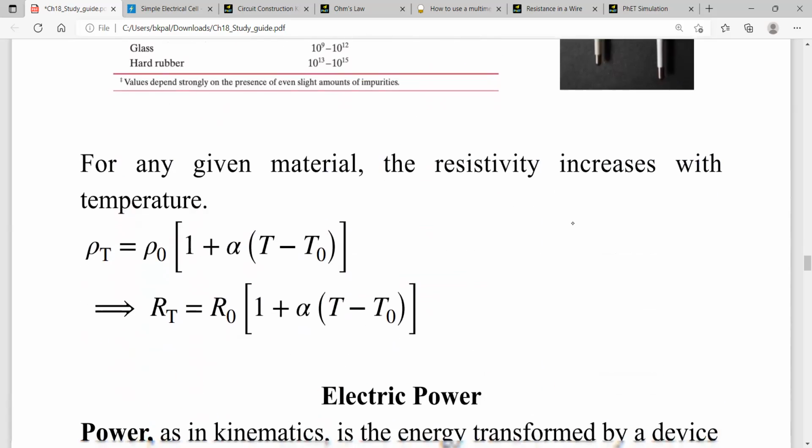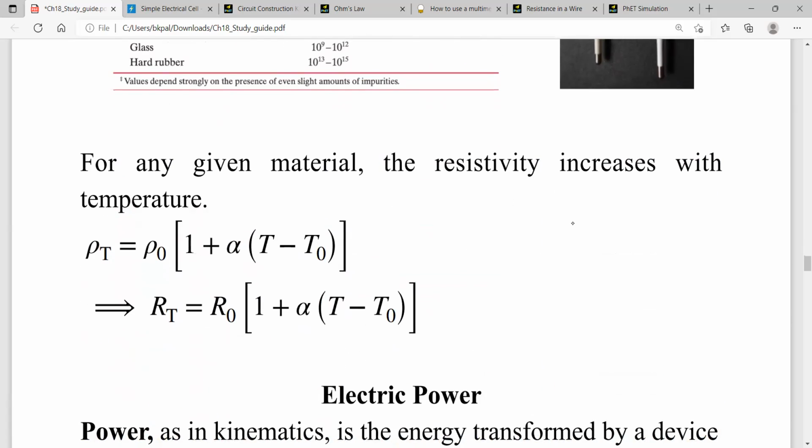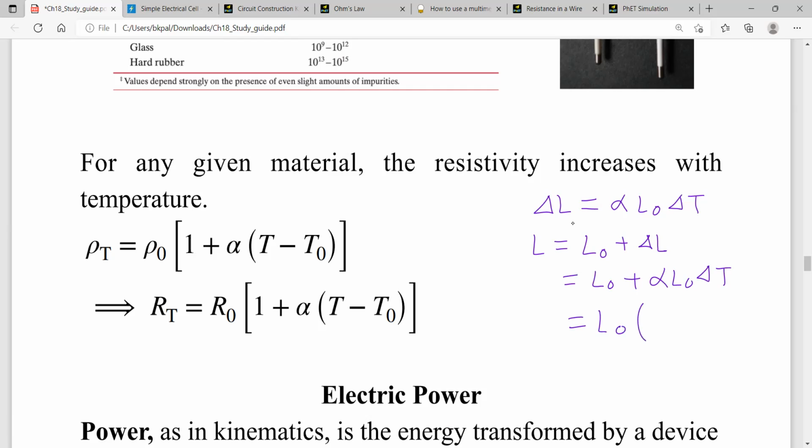Now over there, when you learned about the linear expansion, you saw that delta L is equal to alpha L0 delta T, right? The change in length. So the new length will be original length plus delta L, right? So L0 plus alpha L0 delta T. We can write something like this for the linear expansion coefficient.